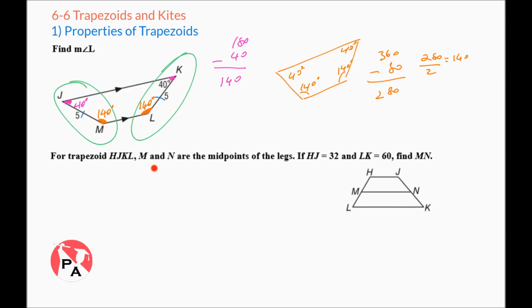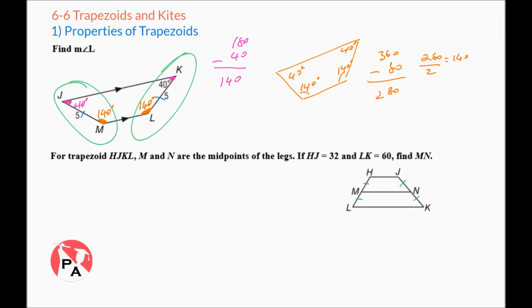Now here's the last one. For trapezoid HJKL, M and N are the midpoints of the legs. So that means M cuts this segment in half and N cuts this one in half. So let's just put it on the figure. HM is congruent to ML, is congruent to JN and NK. All of these are congruent.